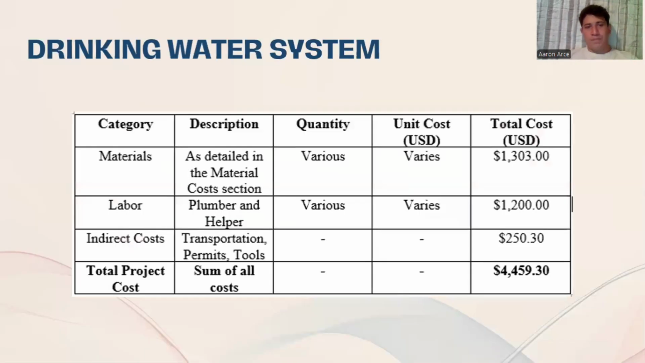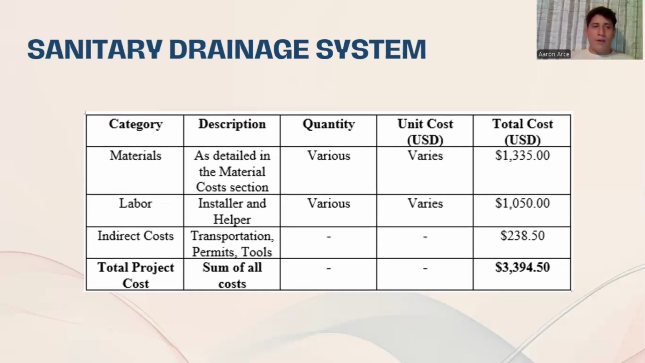Estimated cost of the drinking water system. The categories are materials, labor, and indirect costs. The total project cost is 4,459.30. In the other case, the sanitary drain system is more similar. The material and labor costs are similar, including the indirect costs.